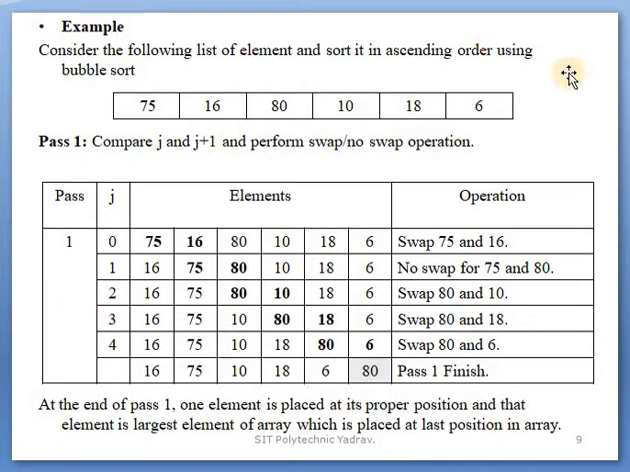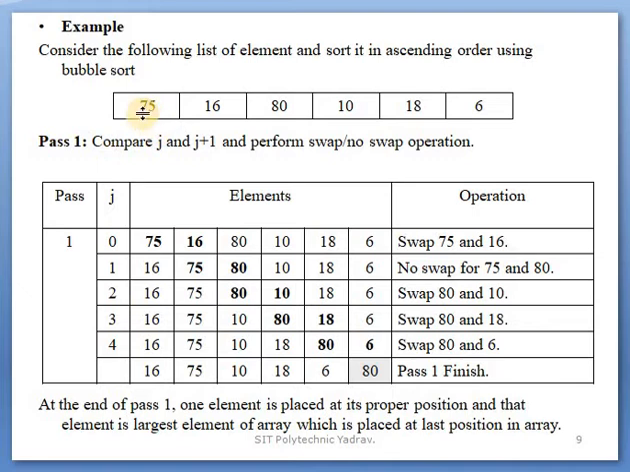Next slide, the next point is the example. Through this example, you will understand this point. Consider the following list of elements and sort it in ascending order using bubble sort. For example, we are given an array in which 6 elements are present. The elements are 75, 16, 80, 10, 18 and 6. Pass number 1.